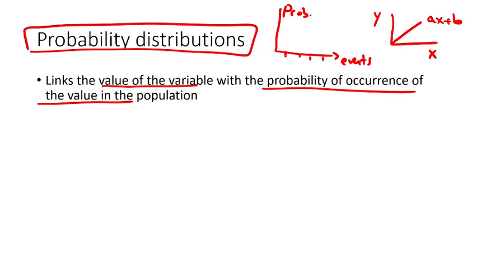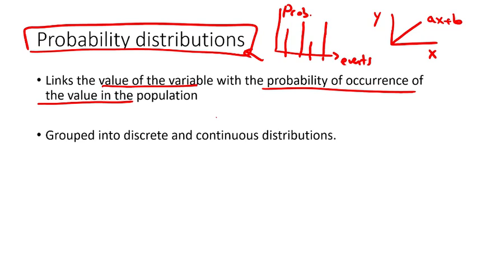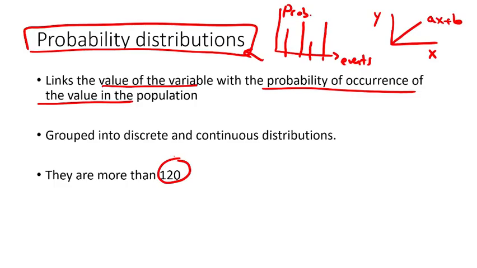What is event 1 and what's its probability? What's event 2 and its probability? Event 3, its probability. Event 4, its probability. You link these two in a probability distribution function. It can be, as I said, discrete or continuous, and we have lots of probability distribution functions, lots of them.